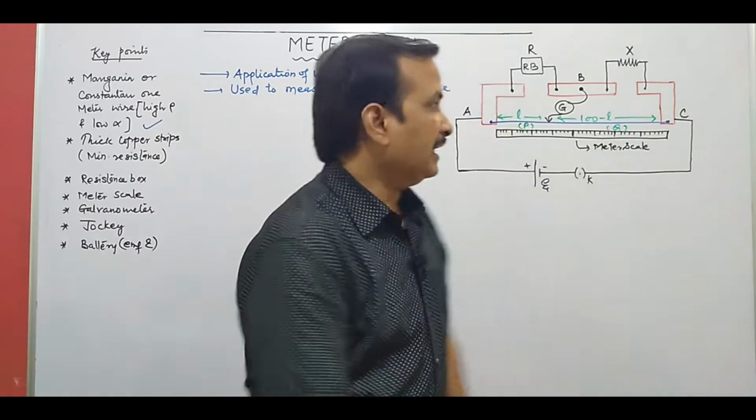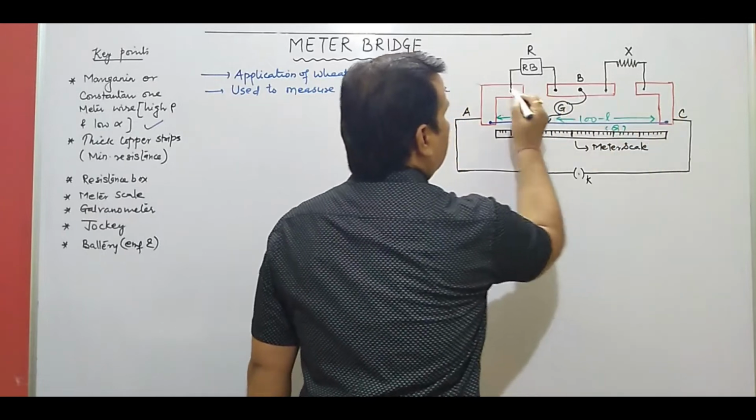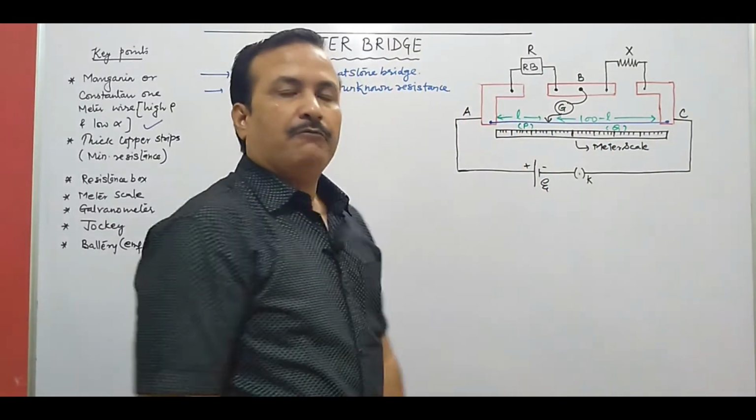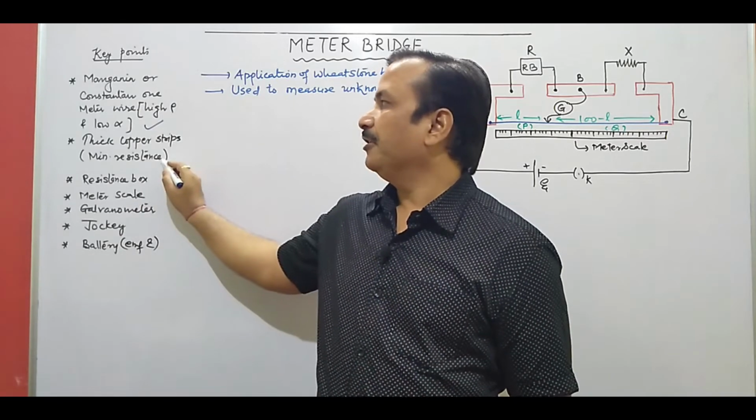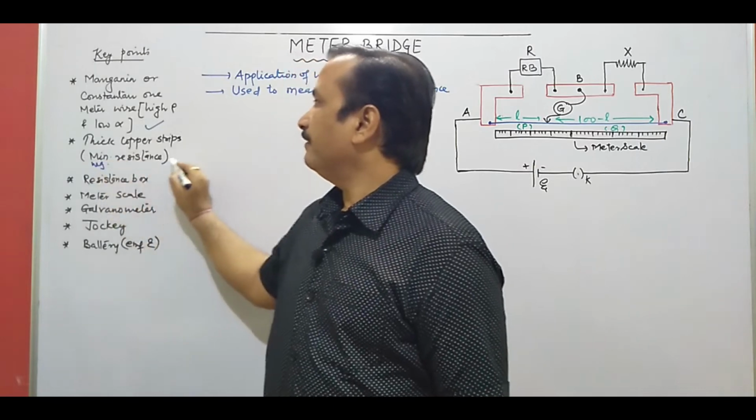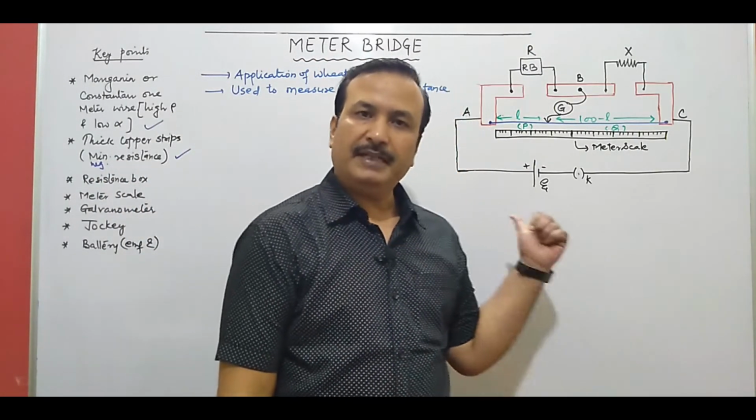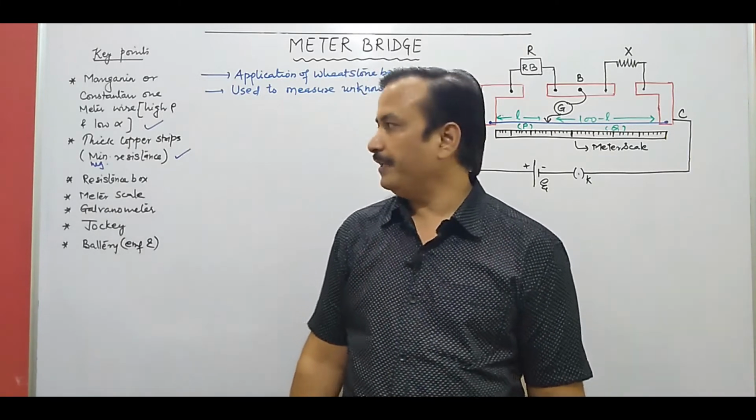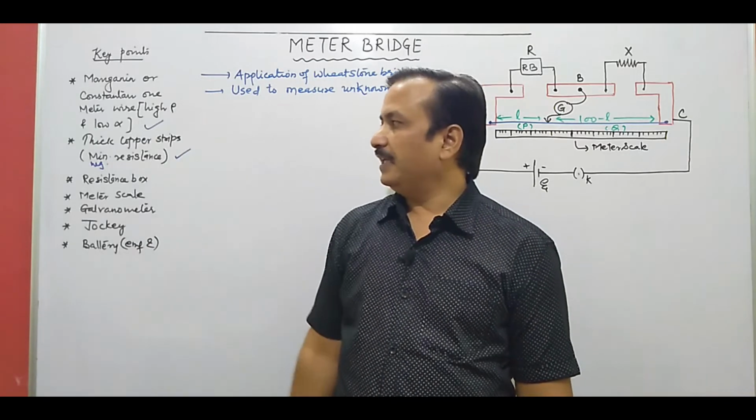Then we find that these are connected to thick copper strips, L-shaped thick copper strips. Why thick copper strips? Because copper is a good conductor, so they have minimum or even negligible resistance. These are the reasoning questions which are formed in this meter bridge. Even in viva questions you can find these questions are asked.